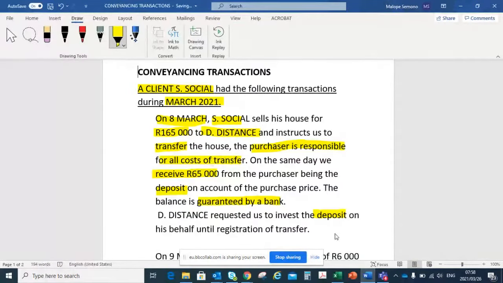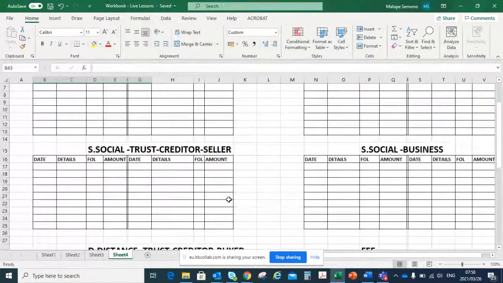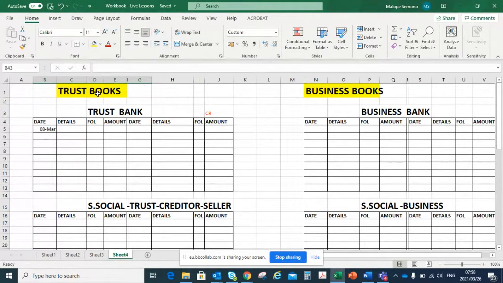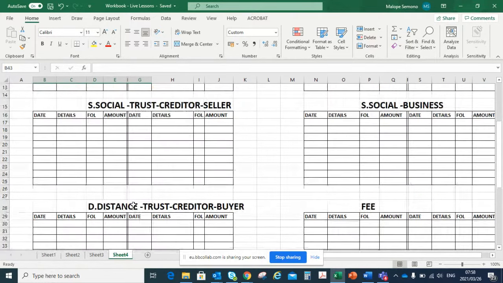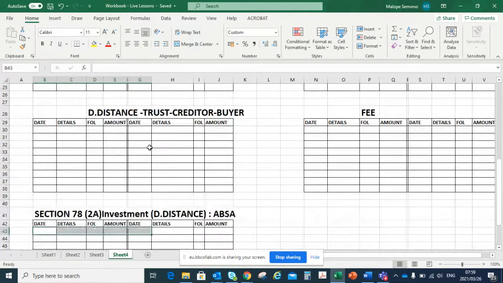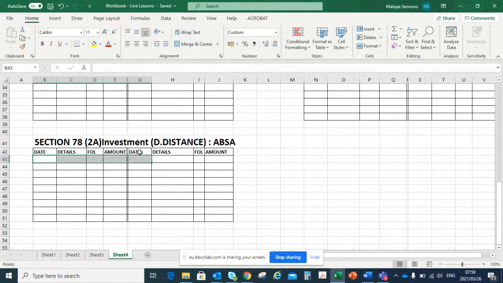So what we need to do is open some accounts. Firstly, I need to have trust books, and thereafter we must have business books. So we have a trust bank account. Obviously, the money that you receive from the clients must always be in the trust bank account. You must also have S Social, trust, because we owe him, and he's the seller, and we must also have D Distance, trust, creditor, buyer. I only put seller, buyer, creditor so that you can understand better. I must not forget to have the investment account. Remember, we have been requested to invest the deposit that we received from D Distance.